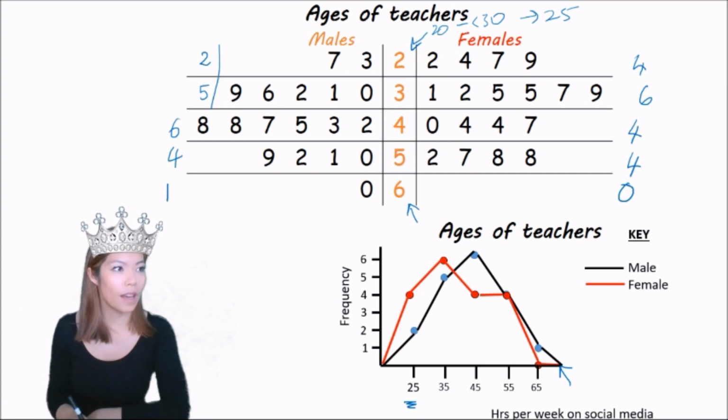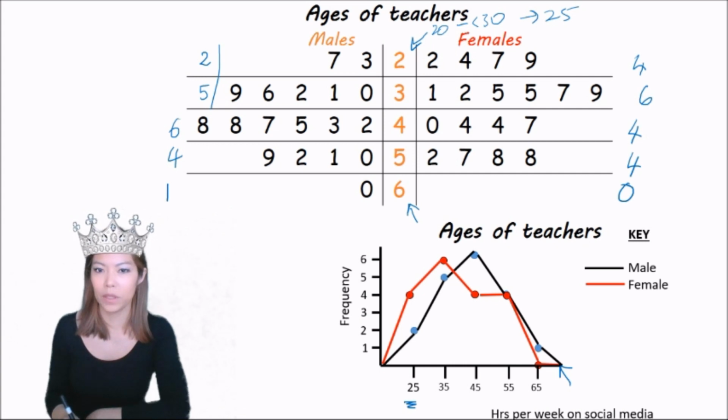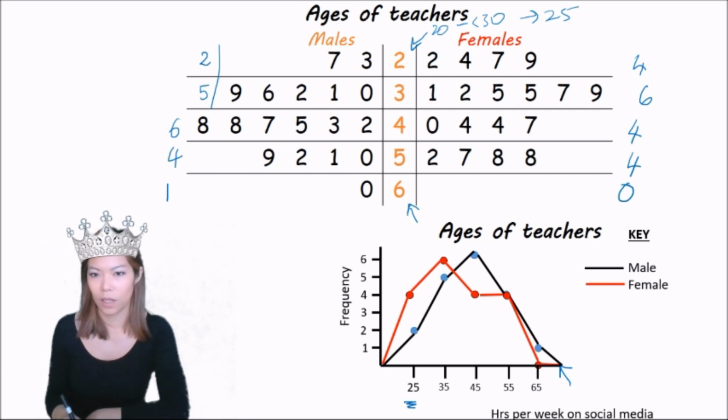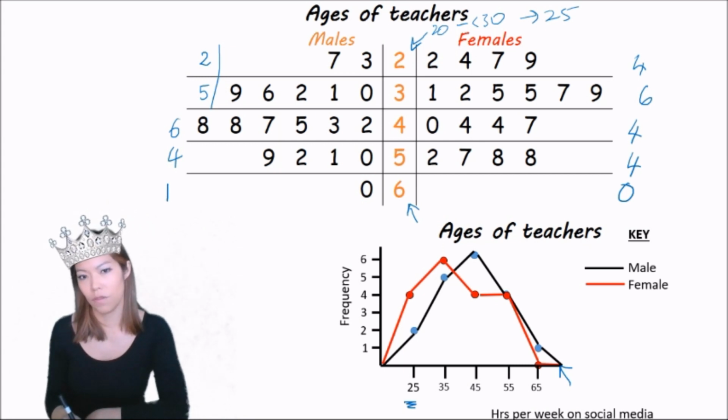And from the frequency polygon, we can quickly see that most teachers that are female tend to be younger than male teachers. And male teachers seem to be having a bigger range of age, as in that they teach for longer.